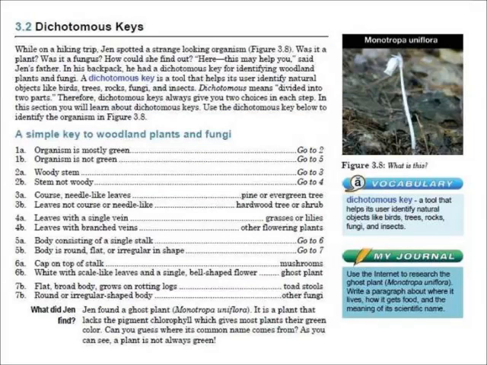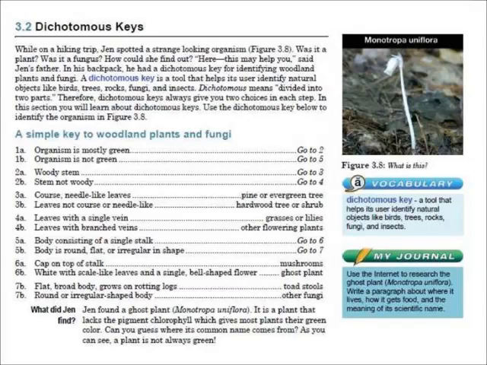Dichotomous Keys. While on a hiking trip, Jen spotted a strange-looking organism, Figure 3.8. Was it a plant? Was it a fungus? How could she find out? Here, this may help you, said Jen's father. In his backpack he had a dichotomous key for identifying woodland plants and fungi. A dichotomous key is a tool that helps its user identify natural objects like birds, trees, rocks, fungi, and insects. Dichotomous means divided into two parts. Therefore, dichotomous keys always give you two choices in each step.